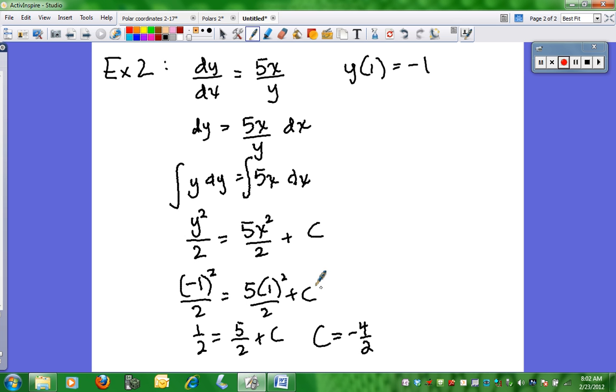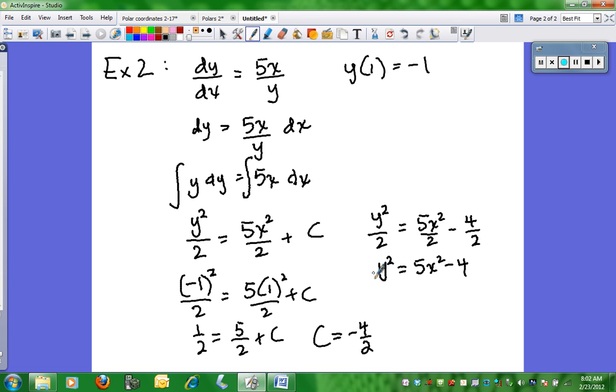So at this level, now we're going to put y squared over 2 equals 5x squared over 2 minus our 4 halves. I want to solve for y, so I'm going to get y by its lonesome. So what do I have to do? I have to multiply everything, both sides, by 2. So we're going to do that, and look what happens. We get y squared equals 5x squared minus 4.